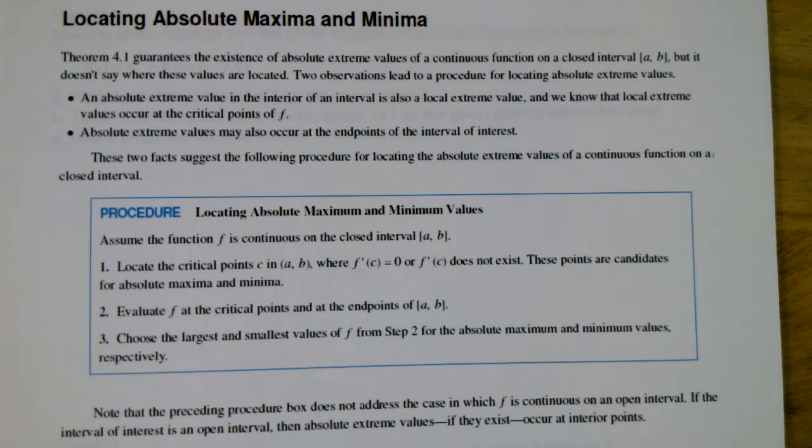And then number two, you want to evaluate f at the critical points and at the endpoints of the closed interval AB. Then number three, you're going to choose the largest and smallest values of f from step number two for the absolute maximum and minimum values, respectively.